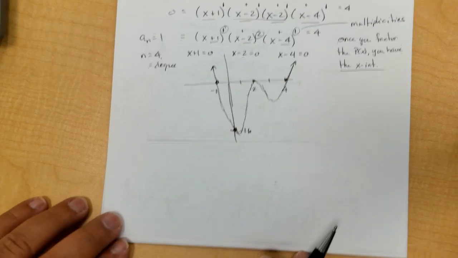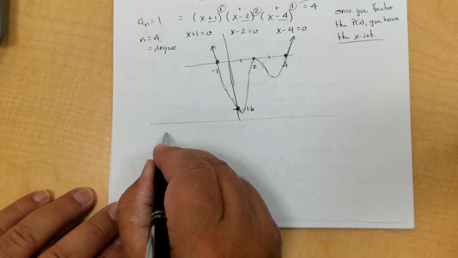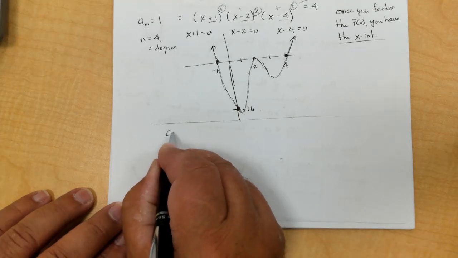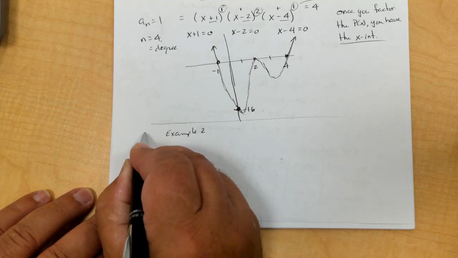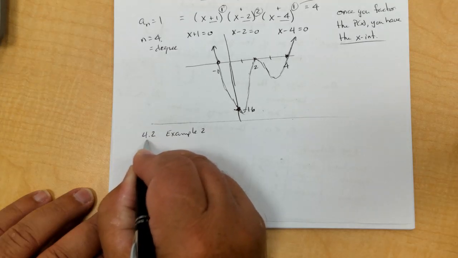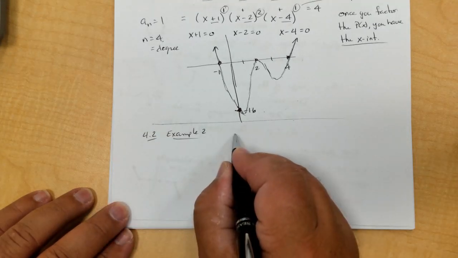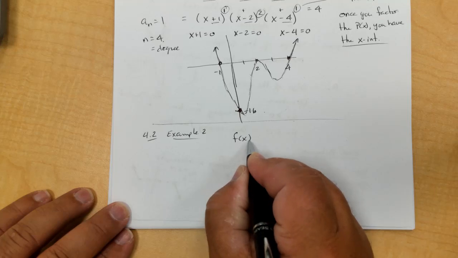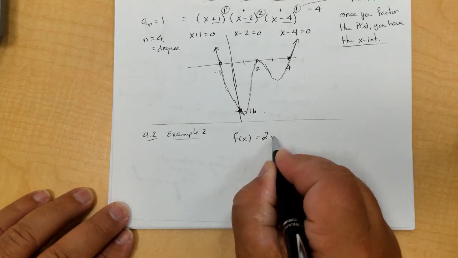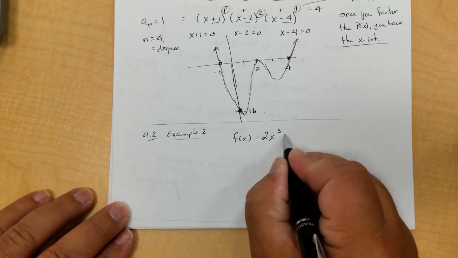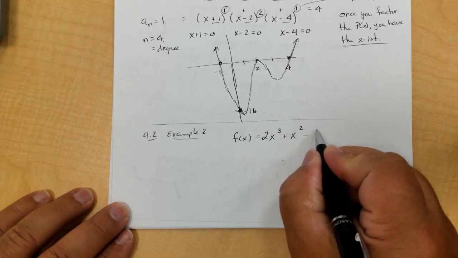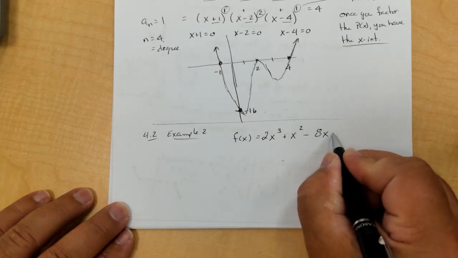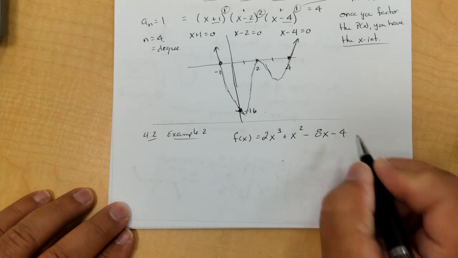Let me show you this one. Okay, let's look at this example. F of x is equal to 2x cubed, x squared, 8x minus 4.